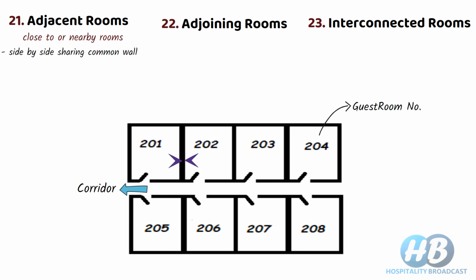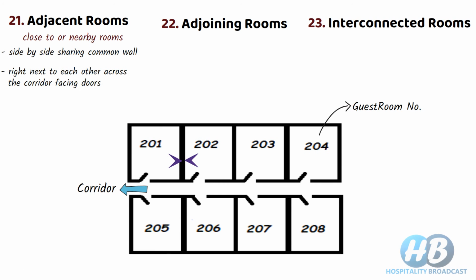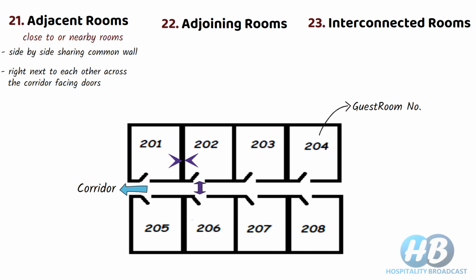Or adjacent rooms could be right next to each other across the corridor facing doors, like 202 and 206 or 203 and 207, 204 or 208 and so on.